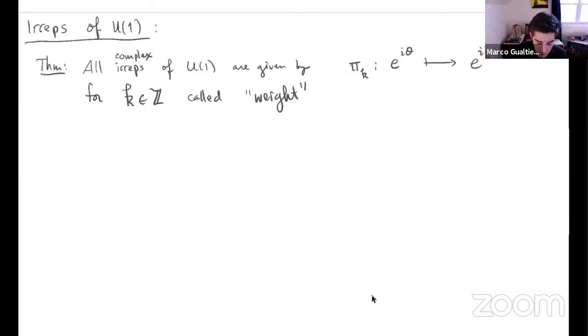Okay, so let me give a short proof of this. First of all, let me just break it down as a series of points. The first point is that U1 is abelian. So this means that the dimension of the vector space is 1.